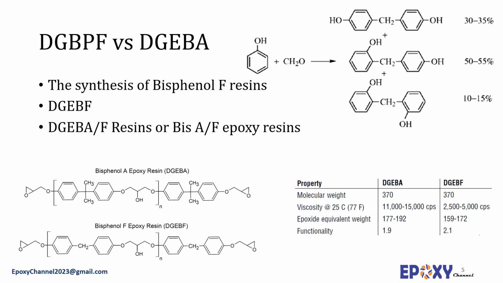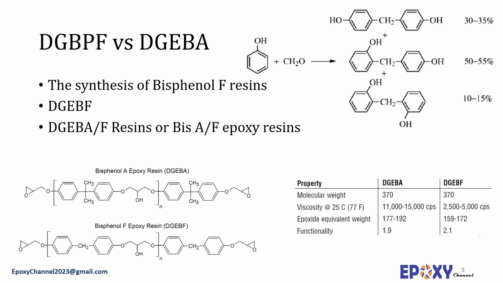Because of the missing methyl groups, the viscosity of bisphenol F resins is typically one third of bisphenol A resins, 2,500 to 5,000 centipoises. Additionally, there is a higher proportion of trifunctional epoxy molecules, which increases the functionality available for cross-linking from 1.9 to 2.1.